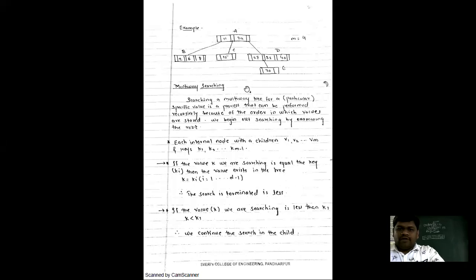Okay. Now here you can see, we'll go through the theoretical part. Now here in the example, node A is given. So how many children have we considered for node A? 3 children. So how many minimum do you need to consider if the order is 4?